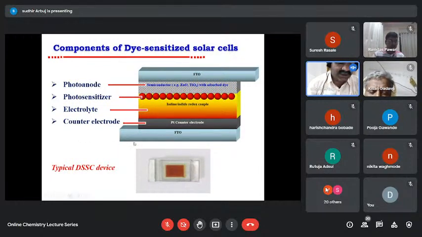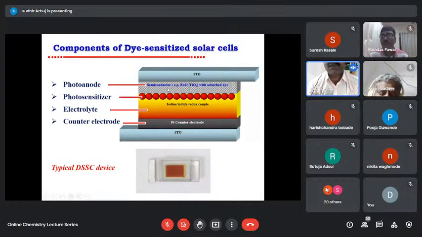So we are using fluorine-doped tin oxide material. This is the one electrode. On that we are coating platinum. Then whatever the material we are using, semiconductor nanomaterial, it may be oxide or sulfide, we are coating it, and it basically acts as the anode material. Okay. So on this coating, one has to adsorb the dye molecule, the photosensitizer.